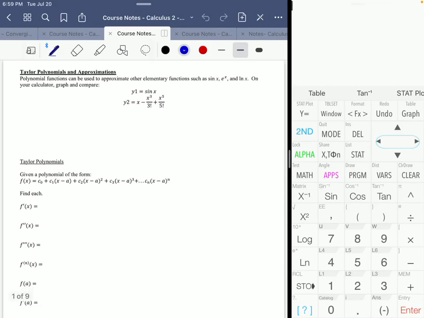So we're looking at page 83 and talking about Taylor polynomials, Taylor approximations. So the blurb here: polynomial functions can be used to approximate other elementary functions such as sine x, e to the x, basically transcendental functions. I definitely address this in the third tech assignment, but the idea is to be able to map a transcendental function using a polynomial function.